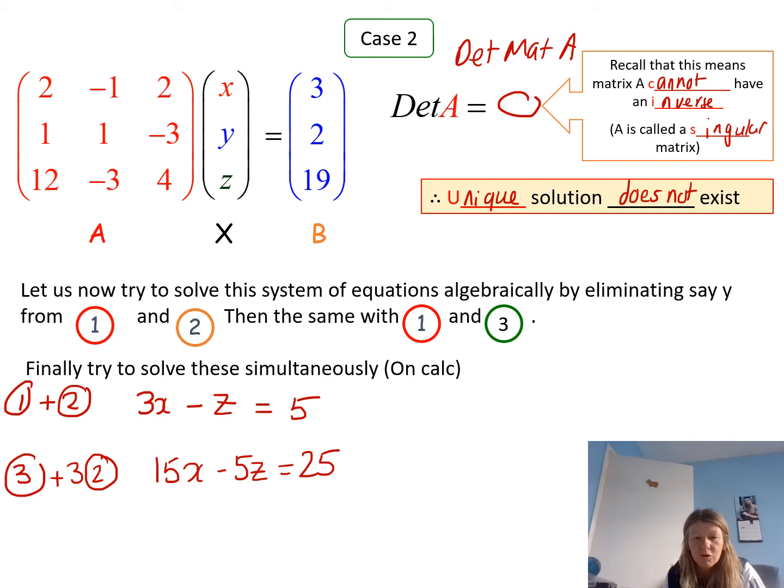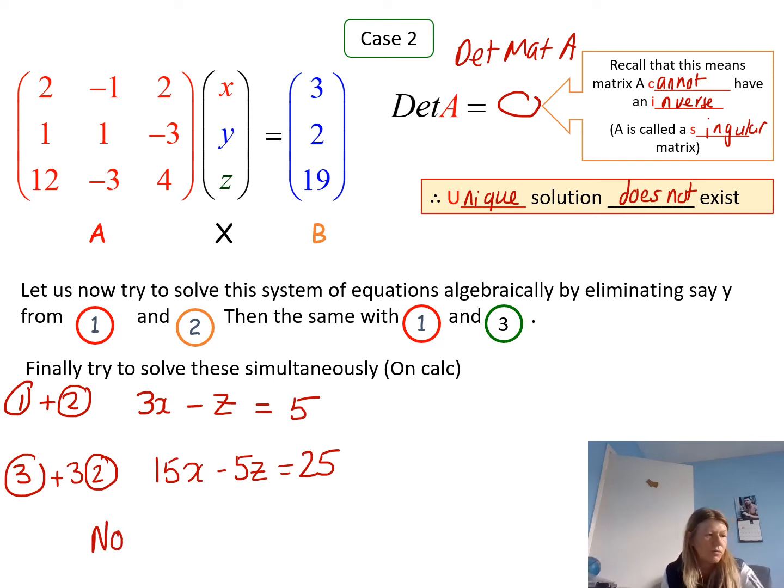Now I'm going to use my calculator to solve that. So you want to go on your machine to menu, equations mode. We're solving simultaneous equations. We've got two unknowns, forget the y, and pop them in. 3, minus 1, 5. So you're in simultaneous equations. 15, minus 5, 25. And then press solve. And it says no solution.